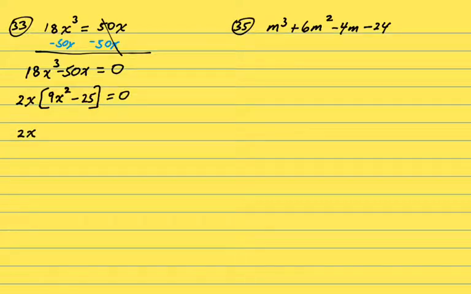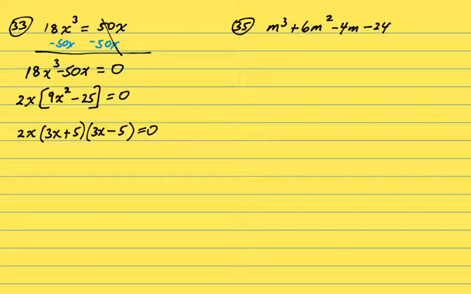So I have 2x times the difference of squares. Because they're both squared and subtracted, it's going to be the square root of 9x squared, which is 3x plus, and 3x minus the square root of 25 is 5. So now I have it completely factored after I have it equaling 0.